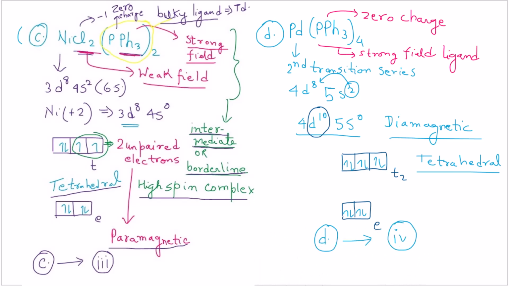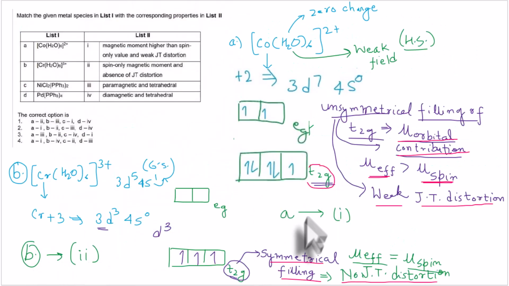So C3, D4, then B2, A1. That means 1, 2, 3, 4 serially for A, B, C, D. So we have this option. Yes, it's in the second option, A1, B2, C3, D4. So this option number 2 will be our correct answer. So I hope you understood the explanation for this question.